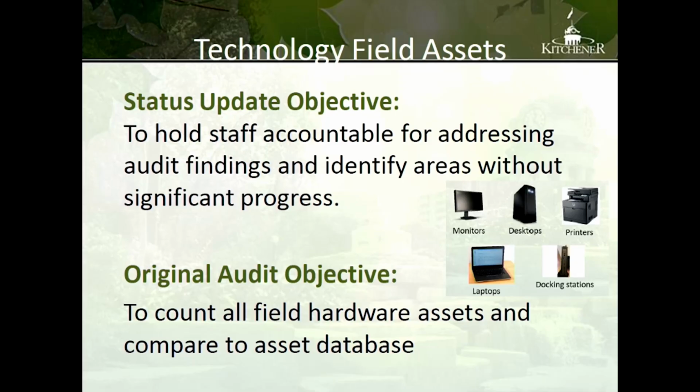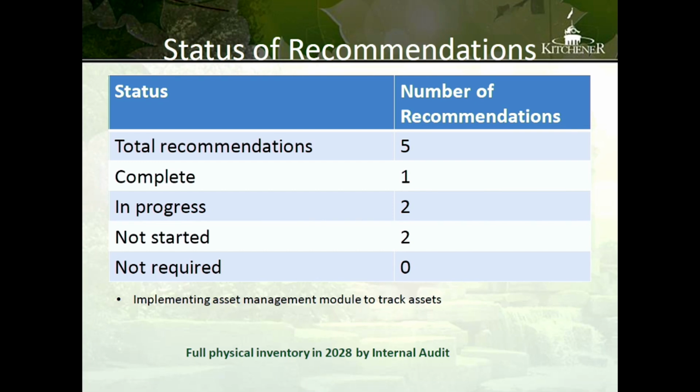All right. So the original audit was a physical inventory count of all of the laptops, desktops, monitors, printers, and docking stations that are deployed to staff to compare to our asset records. There were a total of 5 recommendations to improve the record keeping and to ensure the database is up to date. 1 is complete, while 2 are in progress and 2 are not started yet.